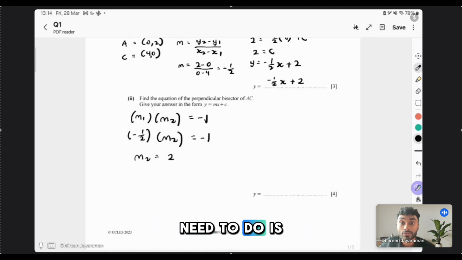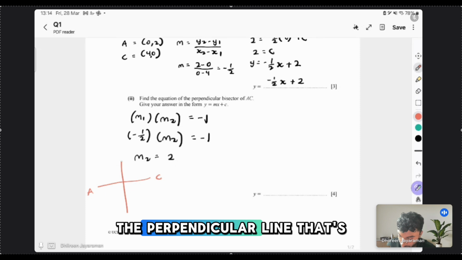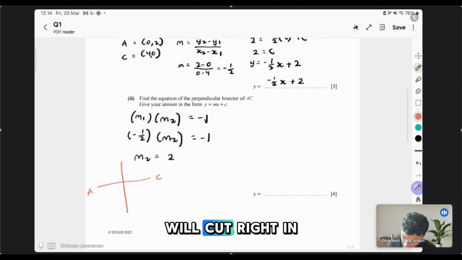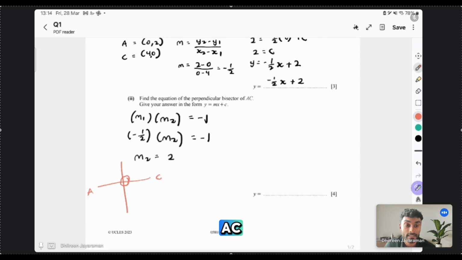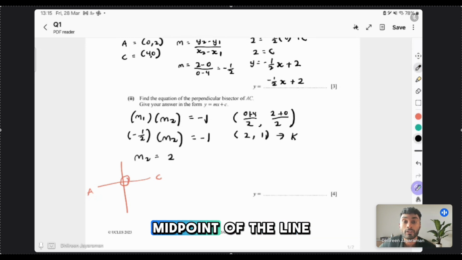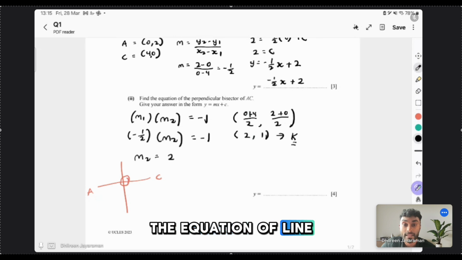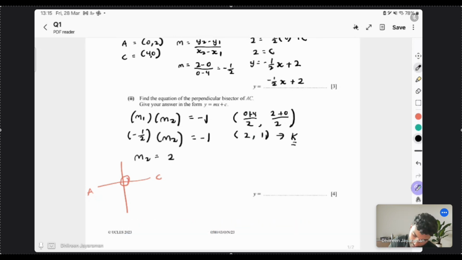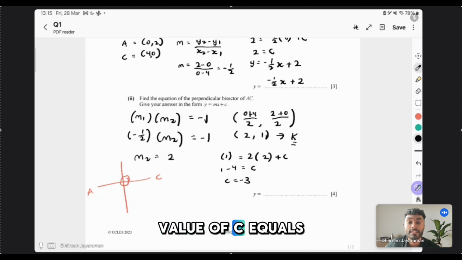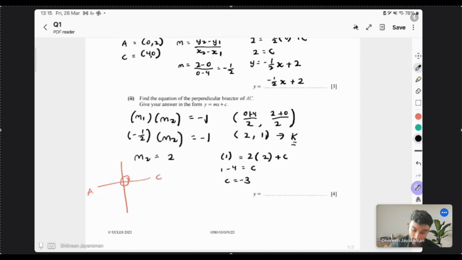The next thing we need to do is to find the midpoint of line AC. Why should we do this? It's because the perpendicular line that's cutting through AC will cut right in the middle of line AC. So that point will lie on the equation of the line that we are finding. So I found the midpoint of the line and I'm labeling it K. So K has the coordinates of (2, 1). And I will use this value to find the equation of the line, especially the y-intercept. So I get the value of c equals negative 3. And my equation of line will be y equals 2x minus 3.